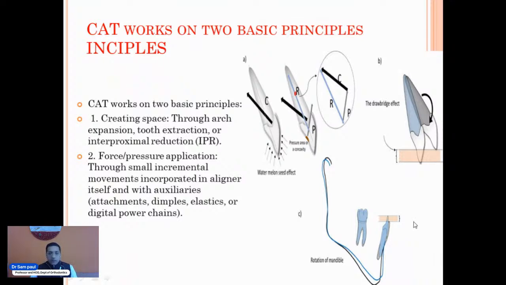So I will explain to you in the coming slide what is an IPR, or interproximal reduction. That is one major thing you are supposed to know: how to do a proper interproximal reduction without damaging the enamel. Interproximal reduction is the key for aligner treatment. If you are good at interproximal reduction, you can do any case in clear aligner treatment.